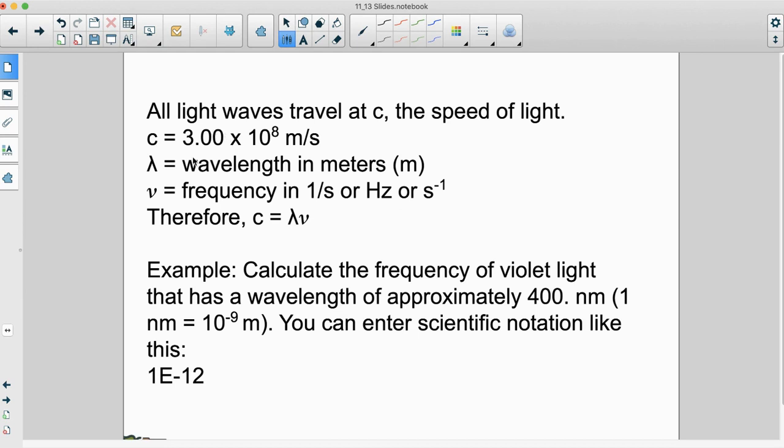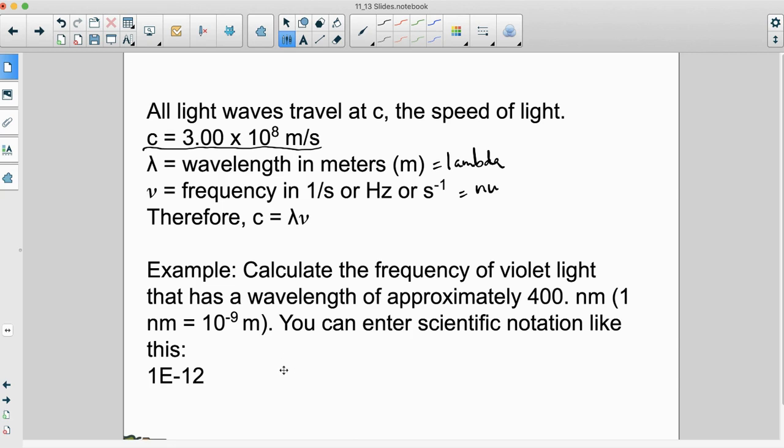Okay, so this relationship between the wavelength and the frequency comes out to be this constant speed. Lambda is the wavelength in meters. And this funny letter here is called nu. It's the frequency in 1/seconds or hertz or seconds to the -1. Therefore, c equals lambda nu, the wavelength times the frequency, since all light goes at that speed.